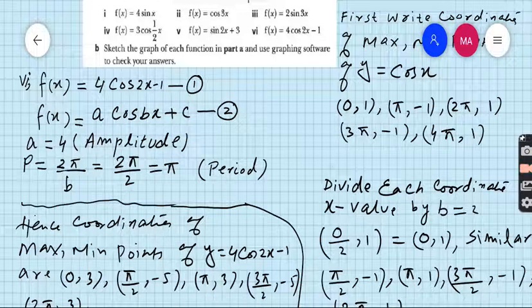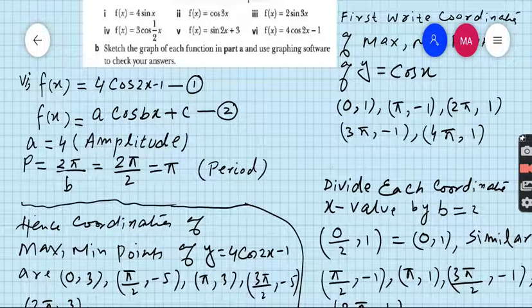Now if you compare both equations, you can see that the coefficient of cos 2x in equation number 1 is 4 and the coefficient of cos bx in equation number 2 is a. This a represents the amplitude, the maximum opening of the graph. The amplitude of this function is 4. So a is equal to 4. The first requirement has been fulfilled: a equals 4 is the amplitude.